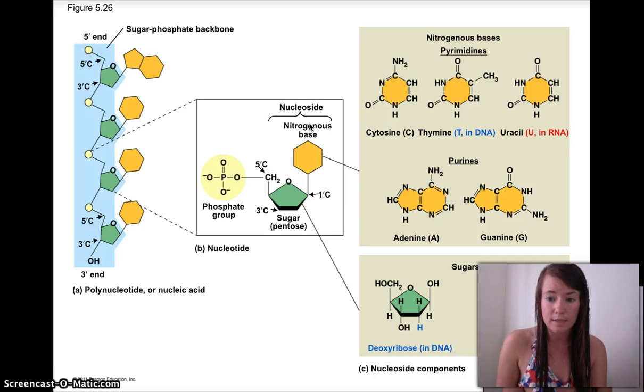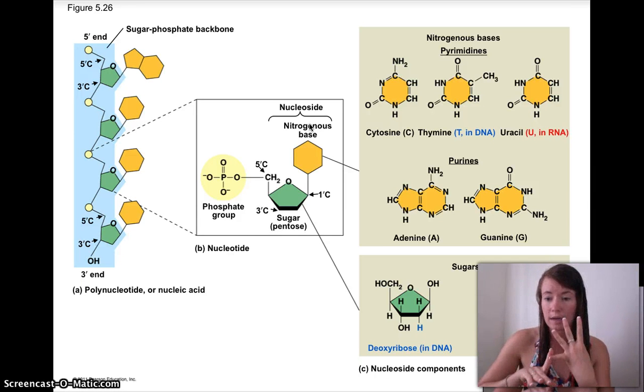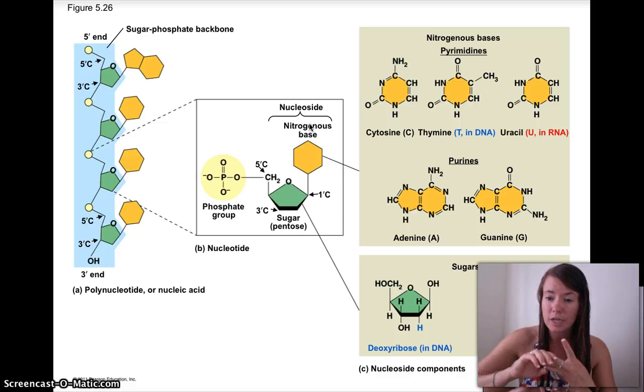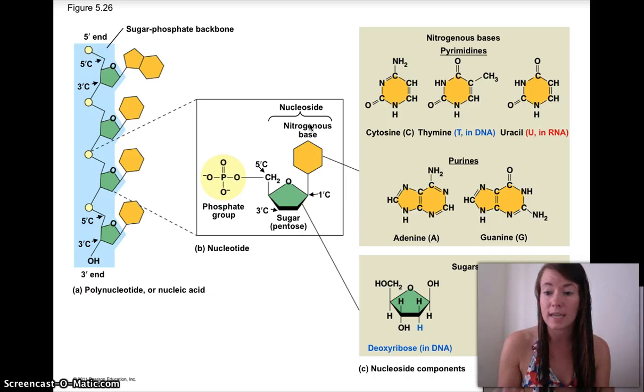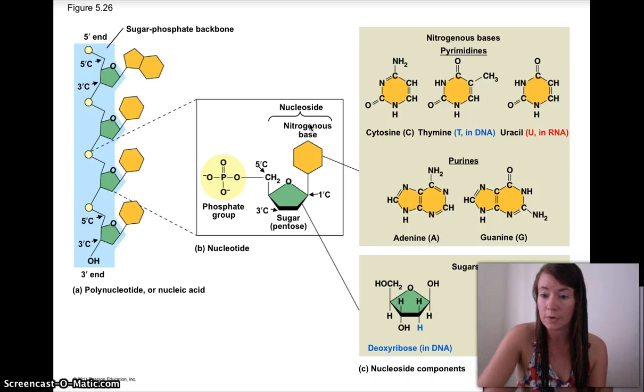So remember, in amino acids, there were 4 things bonded to a carbon. Each of them had an amino group, a carboxyl group, a hydrogen, and then that last group, the R group, was different on every one. That's what it's like here with nucleic acids in nucleotides.